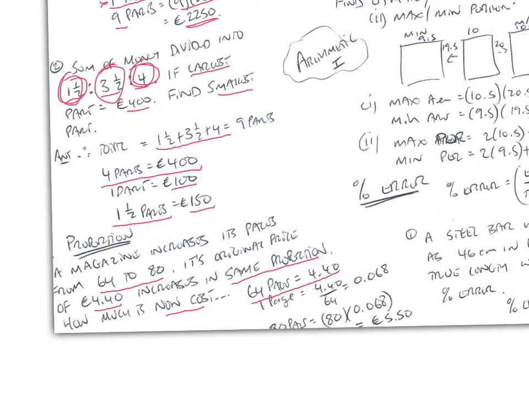So let's find the cost of 1 page. Divide both sides by 64, and the cost of 1 page is 0.068. So therefore, the cost of 80 pages must be equal to 80 times the cost of 1 page. So the new cost of the magazine is €5.50. So the price has increased in proportion to the increase in the number of pages.